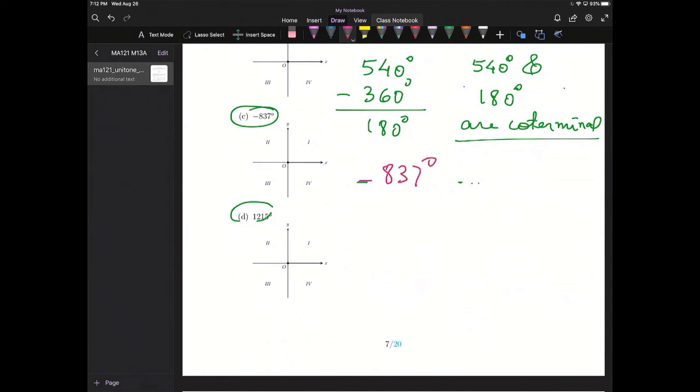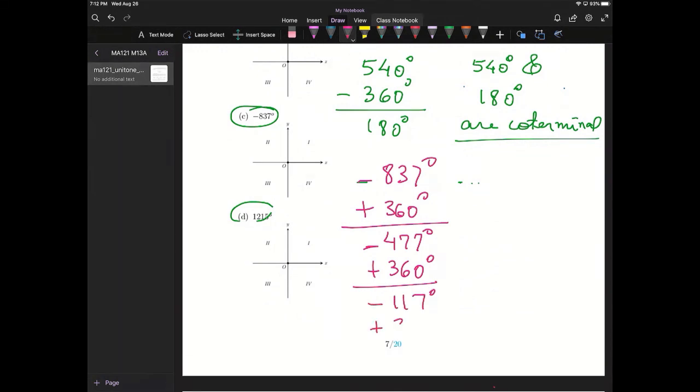I obviously needed to go towards the positive direction of the numbers because this is a negative number. So I'm going to add 360. So if I add once, I get negative 477 degrees. So it's not good because it's still a negative number. I have to bring more towards the positive direction. So I'm going to add one more time. If I add one more time, I'm still going to be in the negatives, negative 117. So it's not enough. So add one more time. And then I believe it's going to be 243.